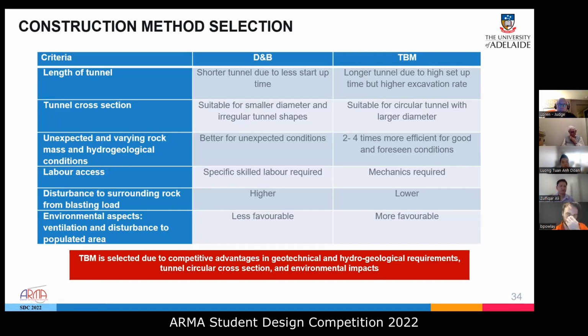Other non-geotechnical aspects such as labor access and environmental aspects also can be selection criteria. Tunnel boring machine may require mechanics for operation, while drill and blast will require specific skilled labor. And also the impact on the surrounding rock and environment is less in tunnel boring machine, which makes this a more favorable method.